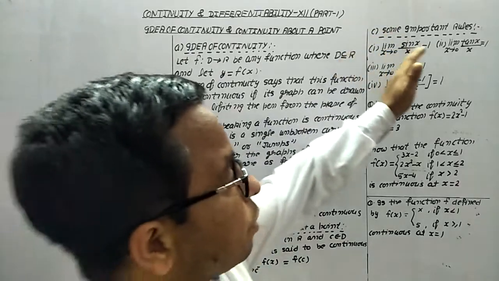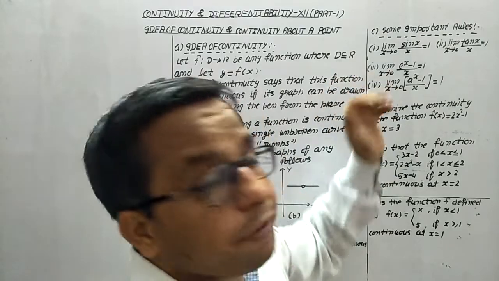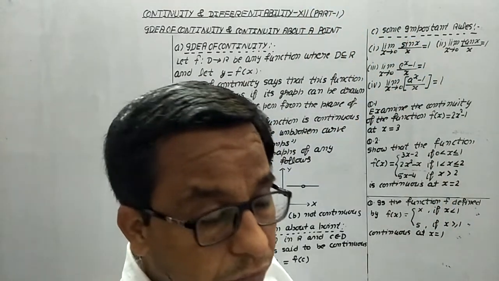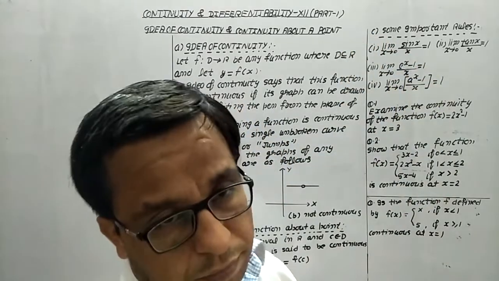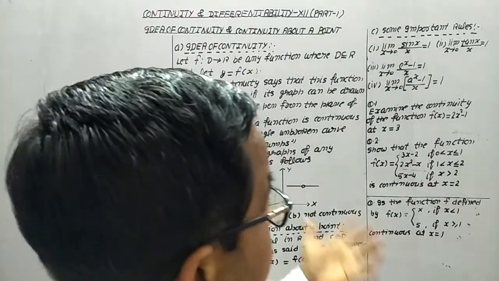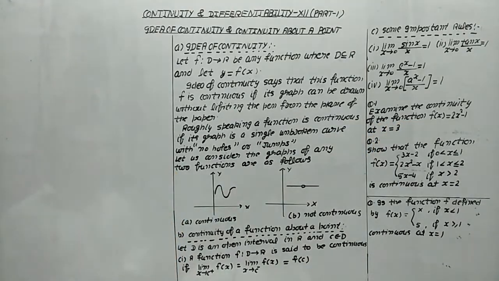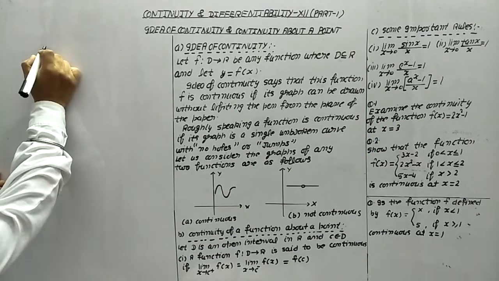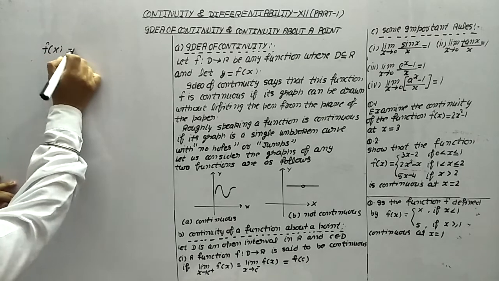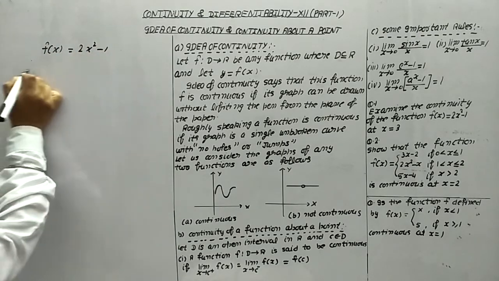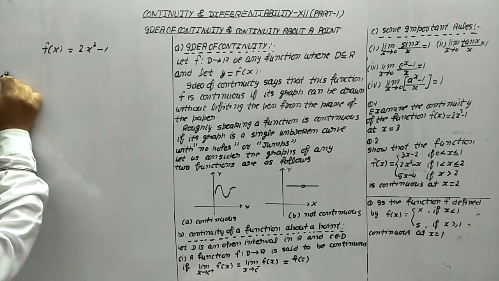These are a few relations which you have learned in 11th class. So you have to revise these relations because we have to use this part later on. So let's start with one question also. We have to check the continuity of the function f(x) equals 2x square minus 1 at x equals 3. So in this part, first of all, we will find the right hand limit.